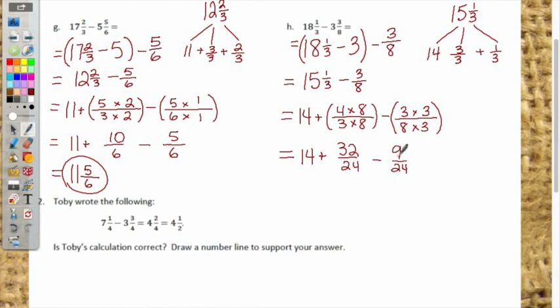So 32 minus 9 has regrouping. If you need to write the standard algorithm, do it. Because your goal is to get the answer right. So I have 14 and 23/24.